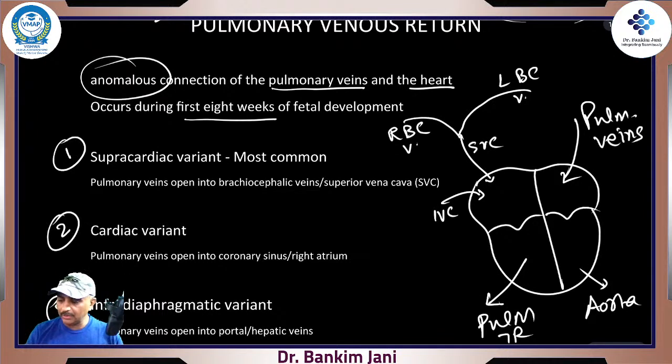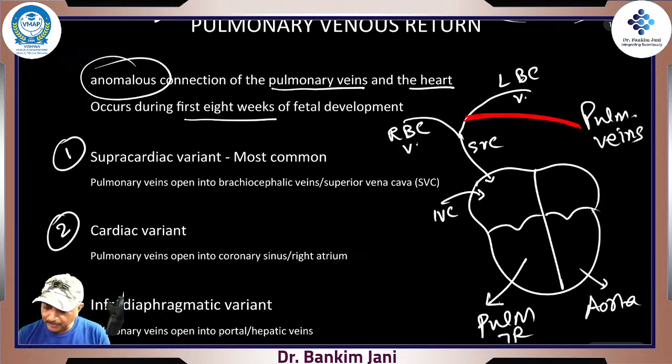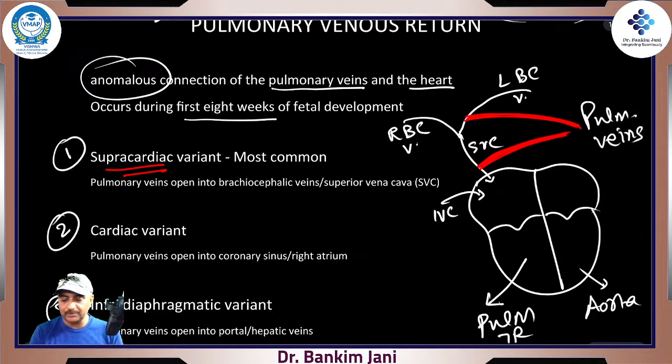Now, I'll draw this. Either the pulmonary veins are opening into the brachiocephalic, or they are opening into the superior vena cava. Getting the idea? Right? This is what is called the supracardiac variant. Pulmonary veins open into brachiocephalic veins or superior vena cava.